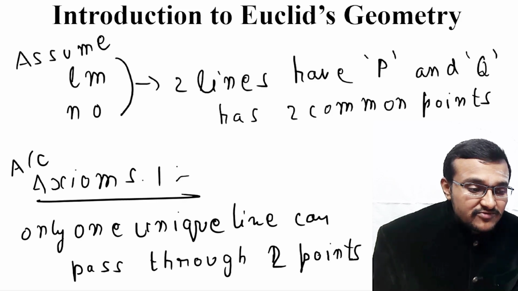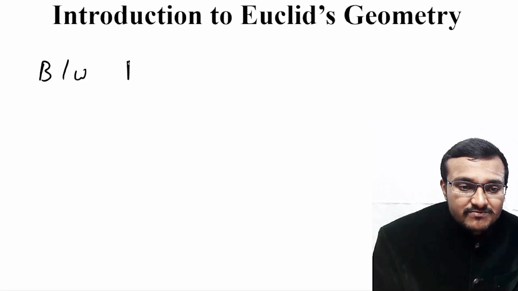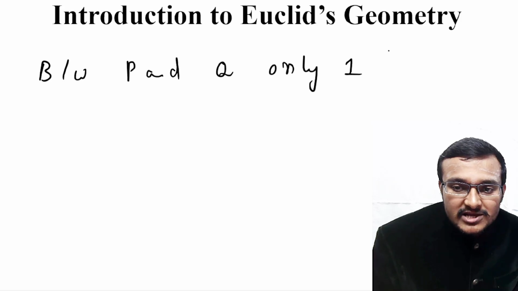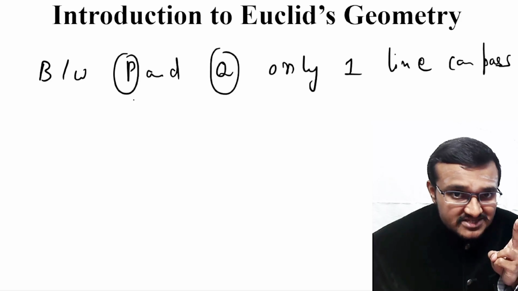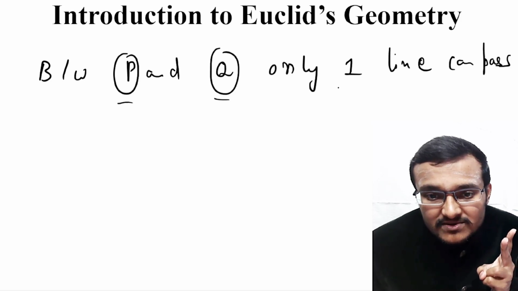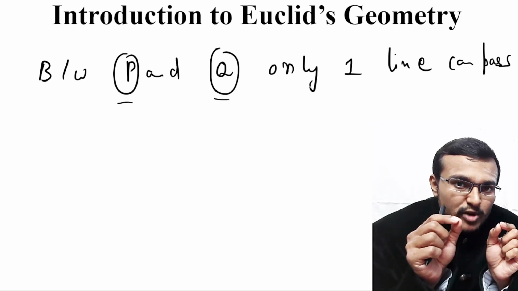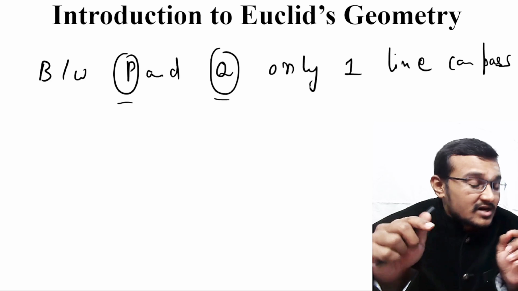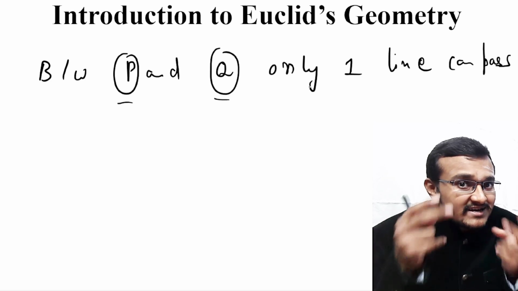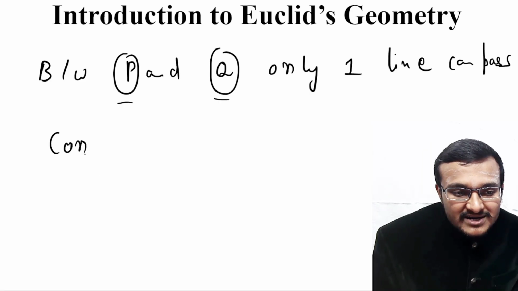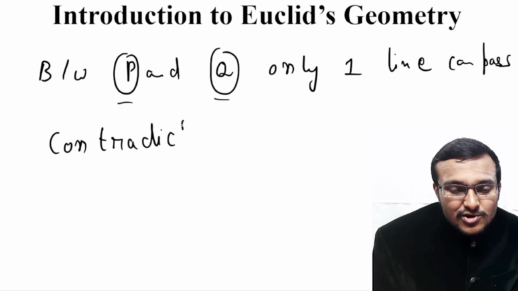So that means between P and Q, only one line can pass. So now P and Q are 2 points and these 2 points can have only one line passing through them, because between 2 points only one unique line can pass. 2 lines cannot pass, but we assumed that 2 lines have P and Q as common points. So that means this contradicts our assumption.